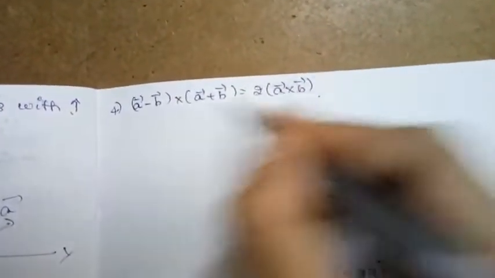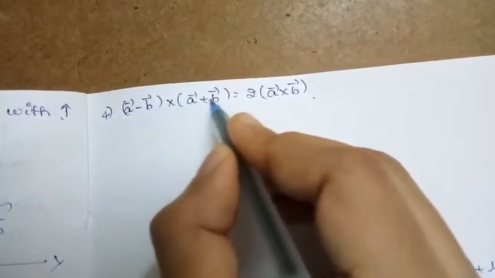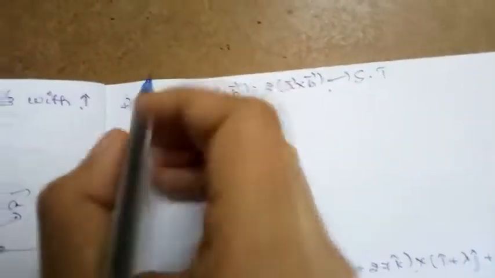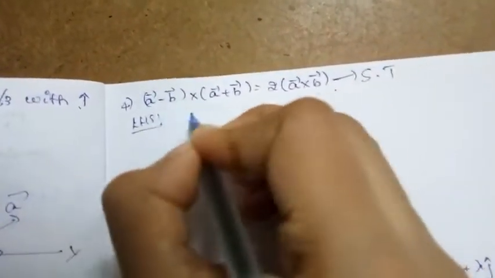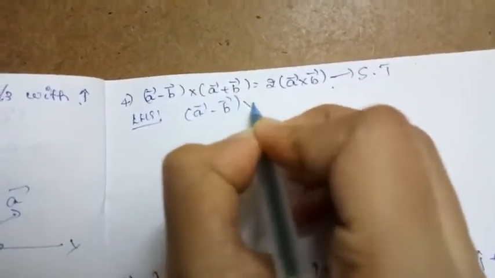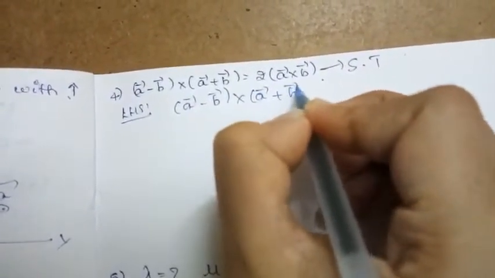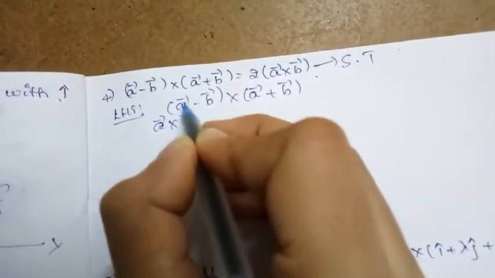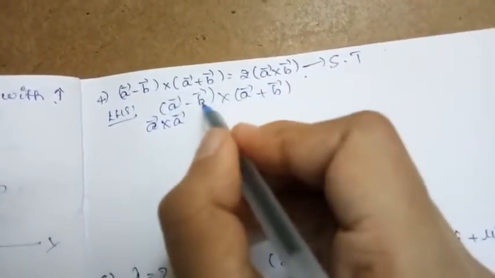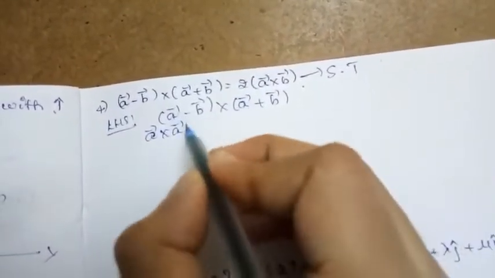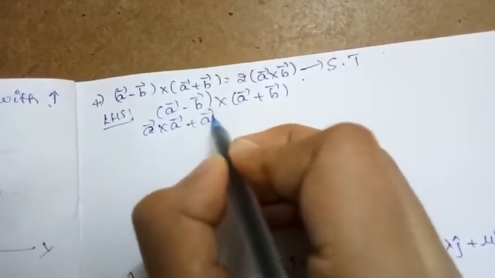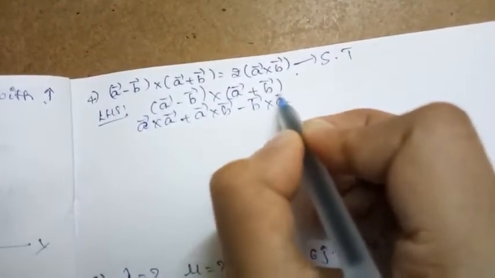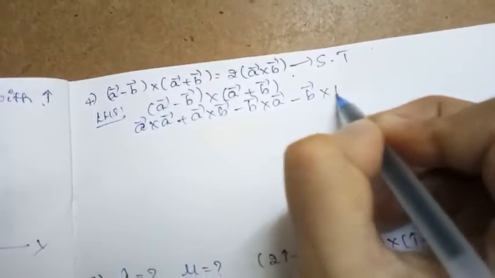Here is the next question, that is vector A minus vector B cross vector A plus vector B is equal to 2 times vector A cross vector B. We need to show this one. So I will consider the LHS, that is vector A minus vector B cross vector A plus vector B. First I will multiply as usual, that is vector A cross vector A, multiplying this one with these two elements, again this one with these two elements. So vector A cross vector A plus vector A cross vector B. Now multiplying this minus vector B cross vector A minus vector B cross vector B.